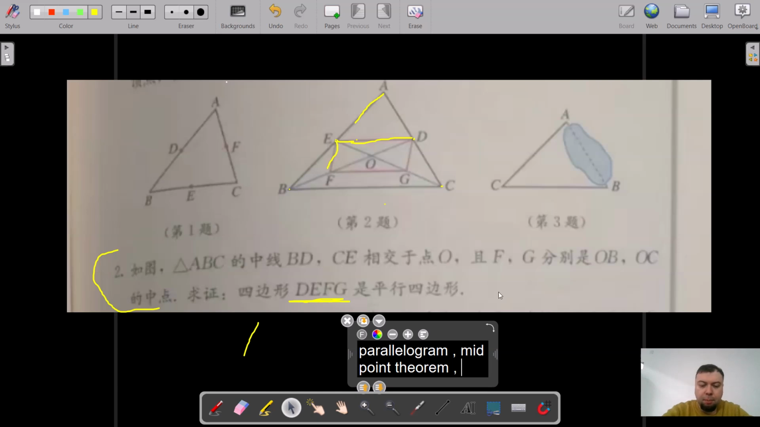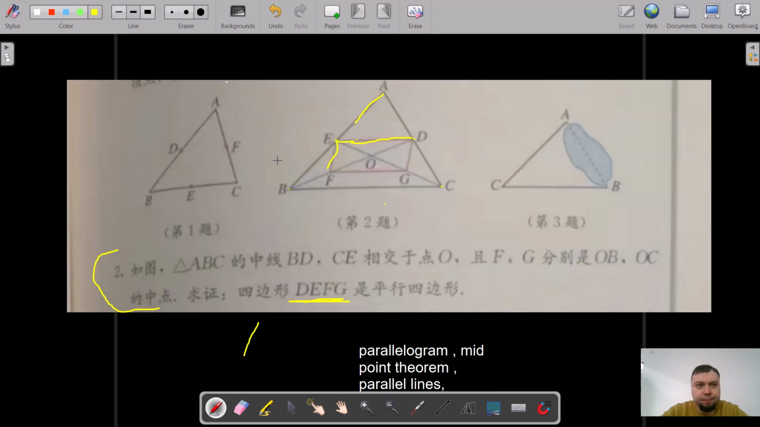We need to find parallel lines. So which lines are parallel? We look for these triangles. The first triangle you see here is triangle ABC. So we can easily say that ED is parallel to BC. These lines are parallel because that's what the midpoint theorem tells you.